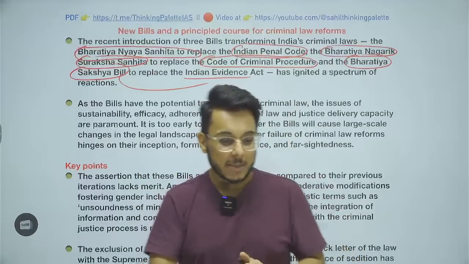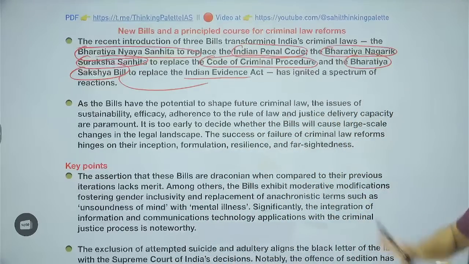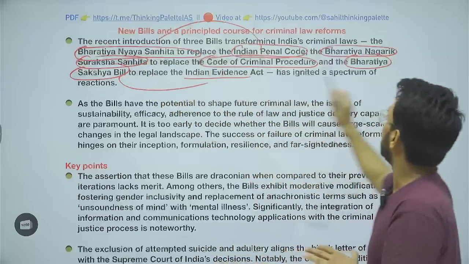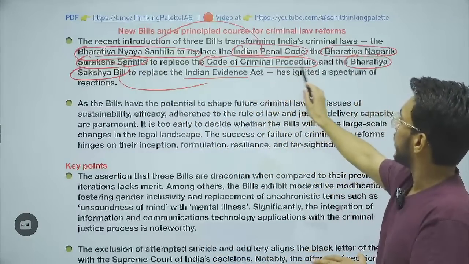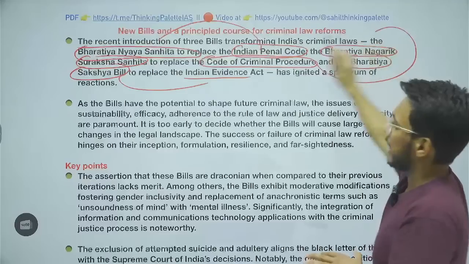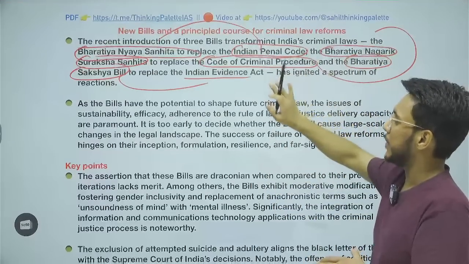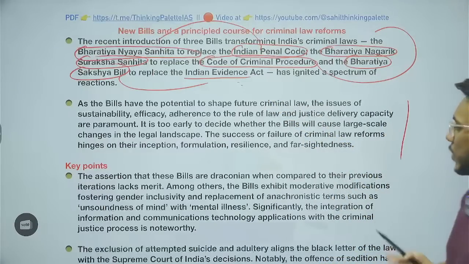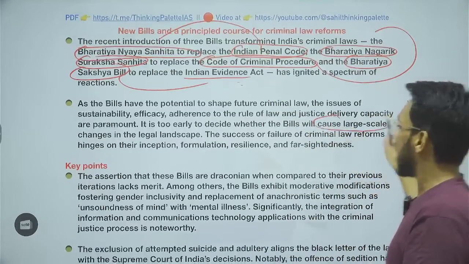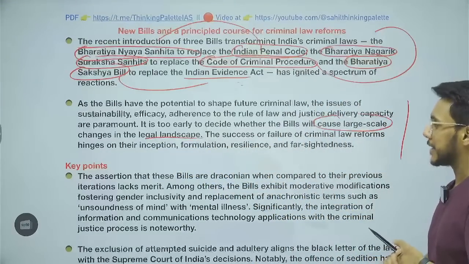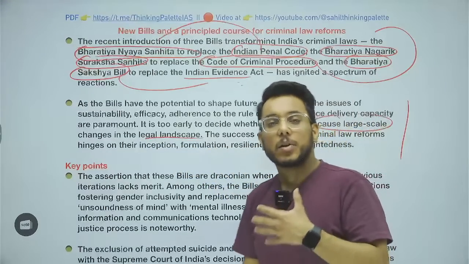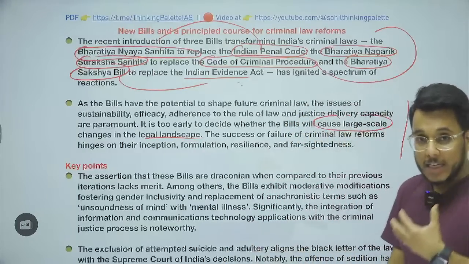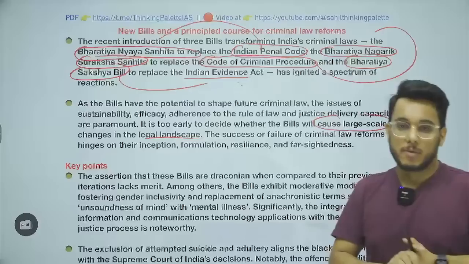So therefore, these acts are being replaced. IPC is being replaced by Bharatiya Nyaya Samhita. CRPC, Code of Criminal Procedure, is being replaced by the Bharatiya Nagarik Suraksha Samhita, and the Bharatiya Sakshya Bill will replace the Indian Evidence Act. Now it has been provided that these particular bills have come and they will cause large scale changes in the legal landscape, and the objective is to make our criminal justice system more sustainable, more efficient, and to adhere it with the rule of law. All these objectives will be fulfilled by that.